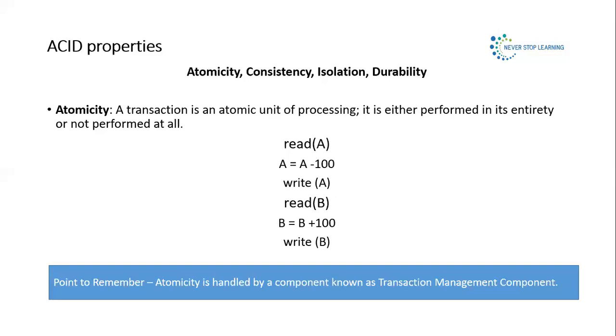Why? Because account A had 1000 rupees and account B had 2000 rupees. That means the total money involved was 3000 rupees. But what happened now? 100 rupees is debited from account A. That means now account A has 900 rupees, but because it's not credited to account B, account B still has 2000 rupees. So 2000 plus 900, it's just 2900. 100 rupees is missing. Thus, my database is now in an inconsistent state.